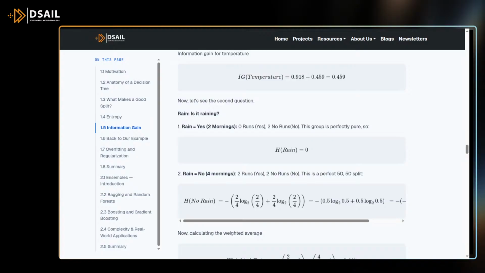What is the information gain on temperature? 0.459. What is the information gain on splitting on rain? So which is the better question? Which question gives clearer results after the split? Temperature. You get the point? So what is the first question that we will split on? Temperature. So the first question the tree will ask is whether it is hot or cold.